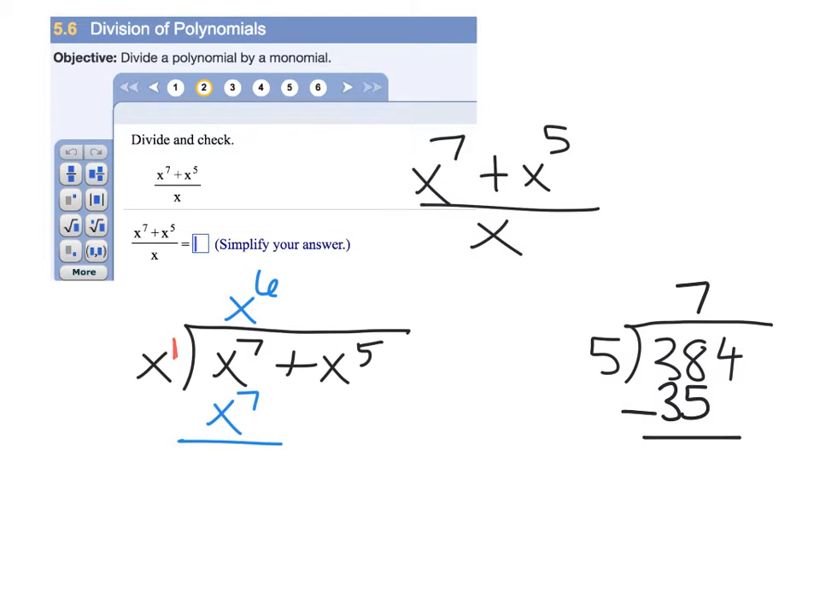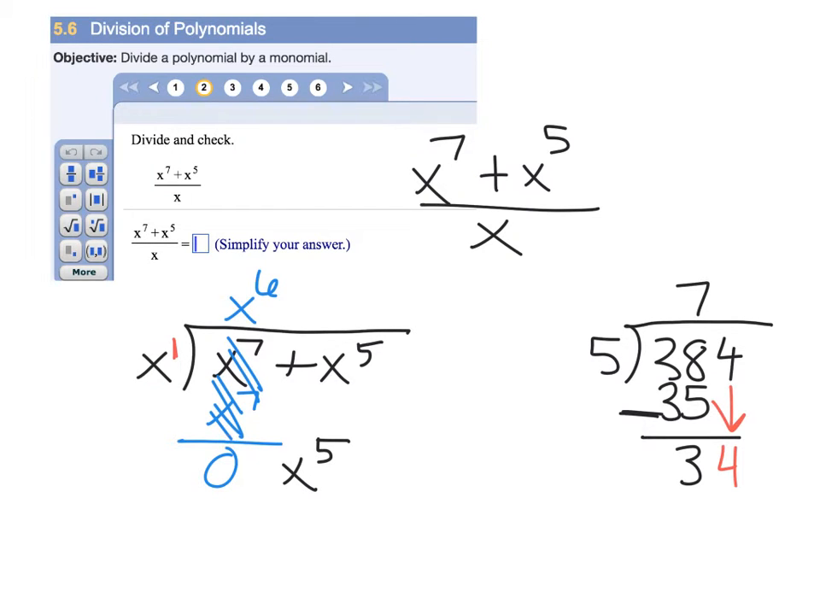And then you would subtract, right? Well, that's what we're going to do now here. We're going to subtract. Well, x to the 7th, take away x to the 7th, that gives us nothing. They cancel each other out. And then what would we do after we subtract? Well, we bring down what's left over. So we're going to do the same thing. We're going to bring down the x to the 5th.